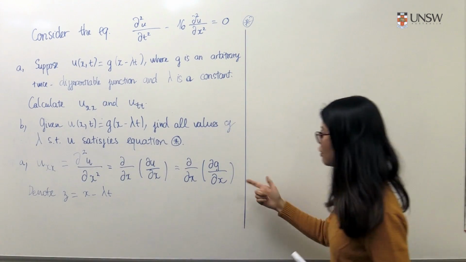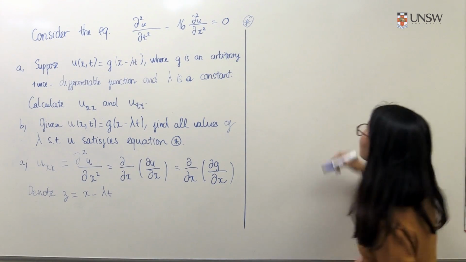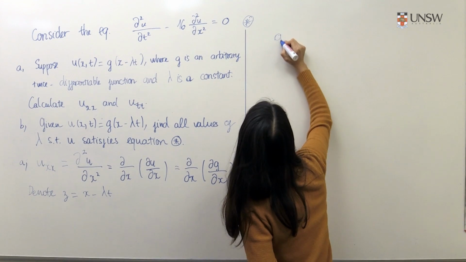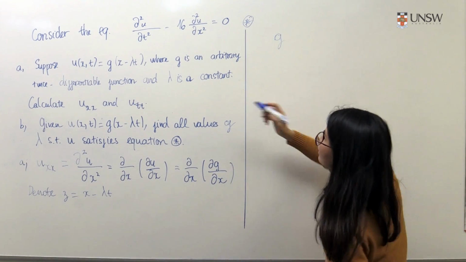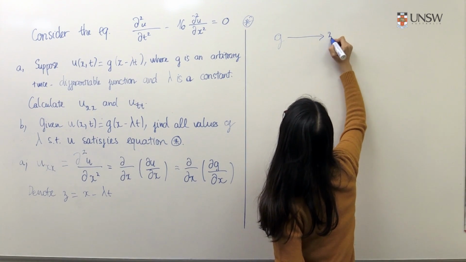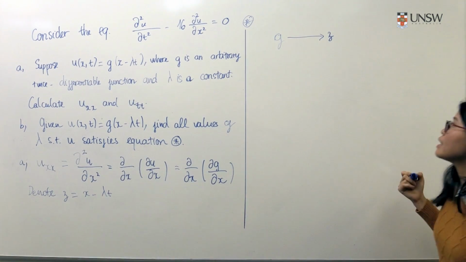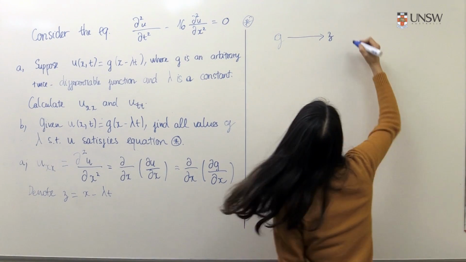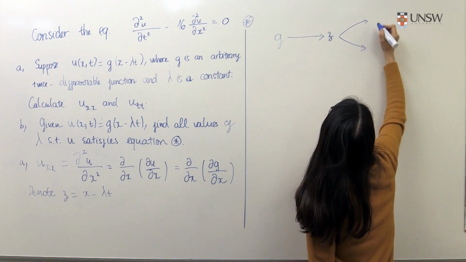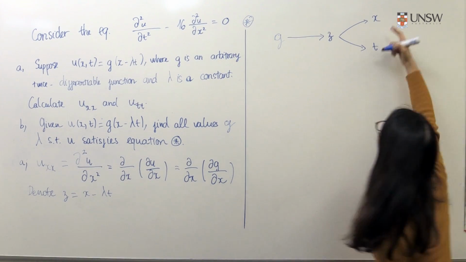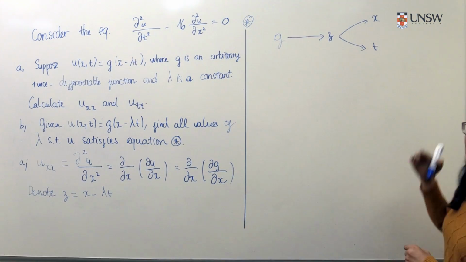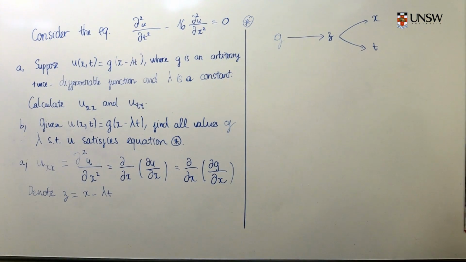And then we can draw a diagram. So first we have a function g, and g depends on z, which is x minus lambda t. And here z depends on two variables, x and t. So x and t here are independent variables. That means that they don't depend on each other.